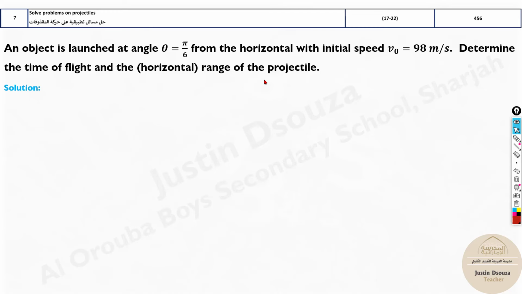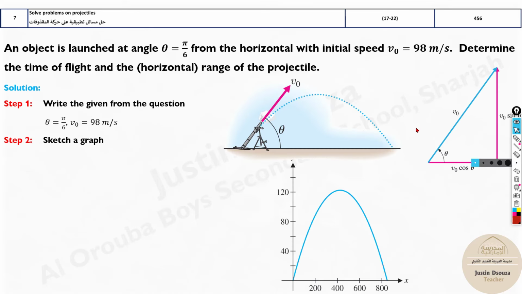Let's understand this with the help of pictures. This is the basic graph. I'll tell you what exactly is happening. When you launch an object, it'll go at an angle. Obviously, this is the angle theta, and it's mentioned over here, this angle is given as pi by 6. Now, if you're thinking how much is pi by 6, it's around 30 degrees. Now then, this velocity is also given, 98 meters per second. So this is 98 meters per second, and this one over here is pi by 6.